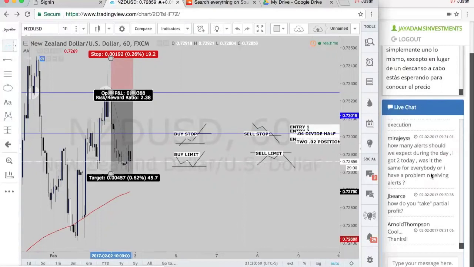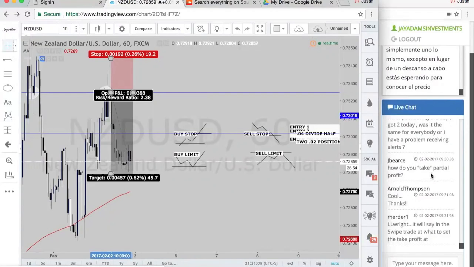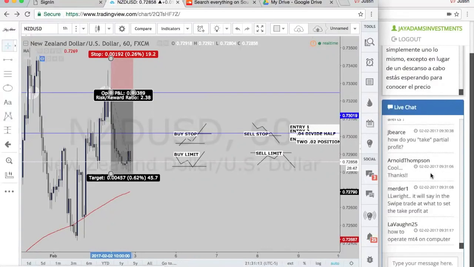How many alerts should we expect during the day? You got 2 today. That's all that was given out, and then some updates. It depends on the day. It depends on what's set up. It depends on anything. You can't rush into a trade. You got to let the trade come to you. So that's my philosophy. I don't just call signals for the fun of it and want to get in every single trade, every single retracement, and catch as many pips as possible. I'm only calling the quality setup.